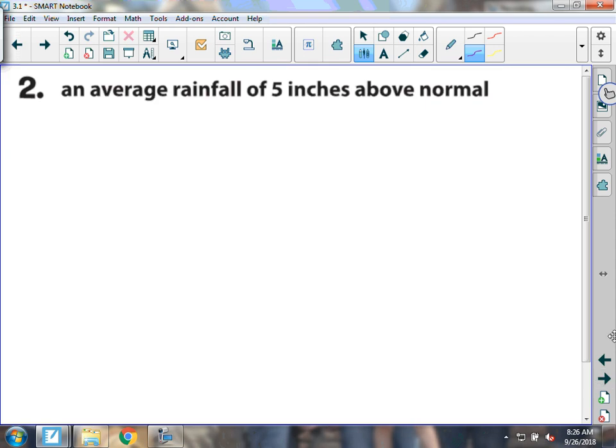Copy this one down. An average rainfall of 5 inches above normal. And our key here that tells us what's positive or negative is above. So we can write this as just 5, or we could write it as plus 5. So 5 above, either one of these works. It's just personal preference.